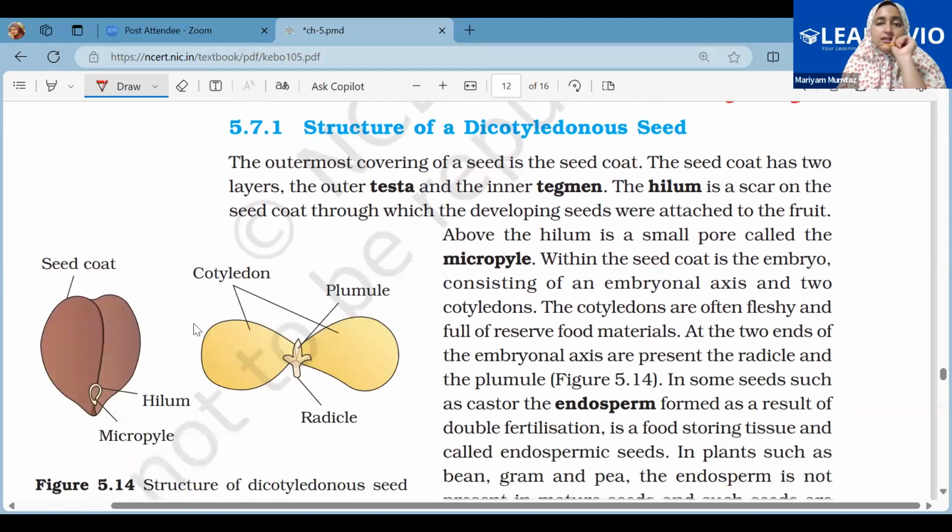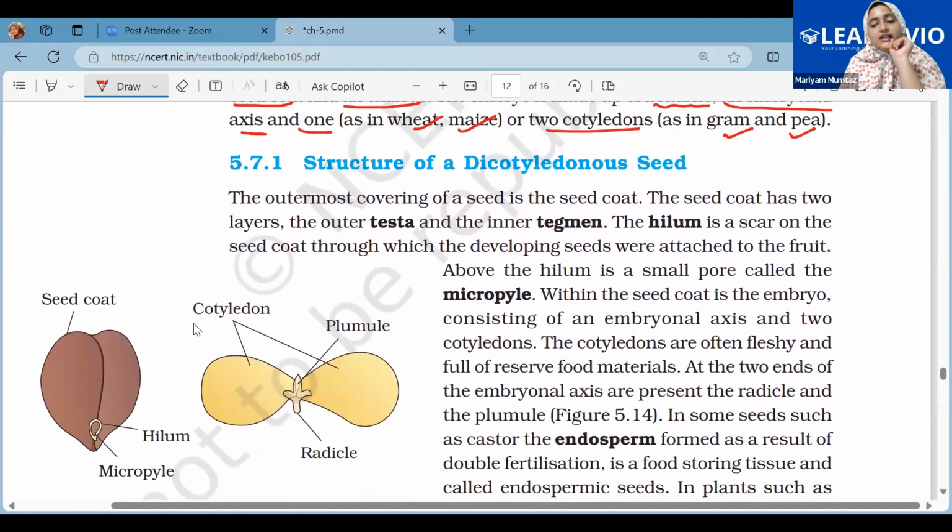Now a dicot seed is one you can split into two parts. The outermost covering of a seed is called the seed coat. The seed coat has two layers, the outer testa and the inner tegmen. Now hilum is a particular part on the seed coat, which is like a scar. This scar tells us the point from where the seed was attached to the fruit. So hilum is that point of attachment.